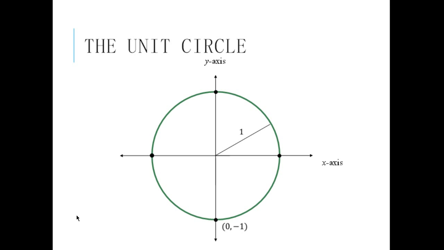The point to the right is 1 unit to the right and 0 units up, also known as 1 on the x-axis and 0 on the y-axis. Here it is 0 on the x-axis and 1 on the y-axis. Here it is -1 on the x-axis and 0 on the y-axis. And at the bottom it's 0 on the x-axis and -1 on the y-axis.